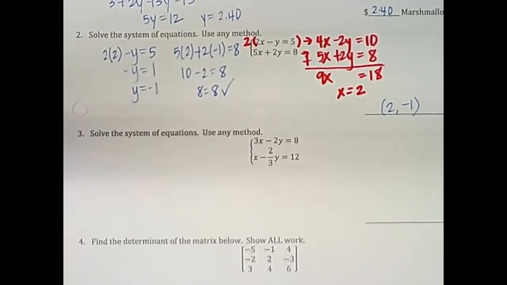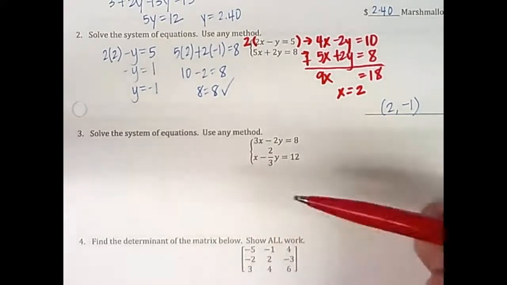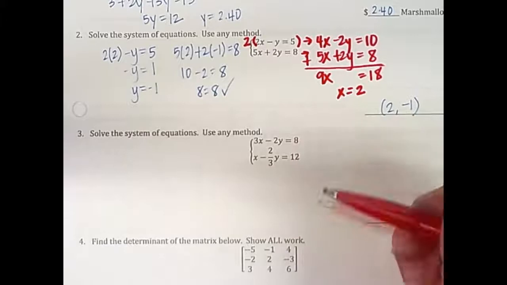Let's look at 3. So 3 gives you 3x minus 2y equals 8 and x minus 2/3 y equals 12. Now, I would again use elimination here. If you wanted to use substitution, you could. It would be pretty easy as well, but I'm going to use elimination here.